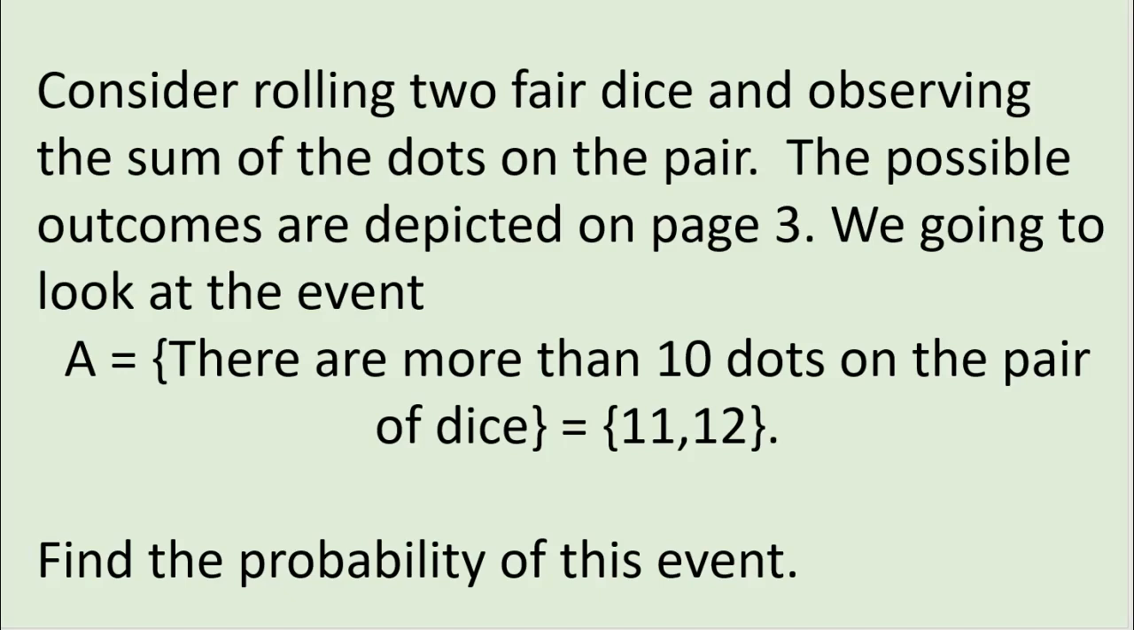Let's continue our example where we considered rolling 2 fair dice and observing the sum of the dots on the pair. The possible outcomes were depicted on page 3 of your notes. We're going to look at the event A, that there are more than 10 dots on the pair of dice. Notice this is the same as saying that the sum is 11 or the sum is 12. We'd like to find the probability of the event.